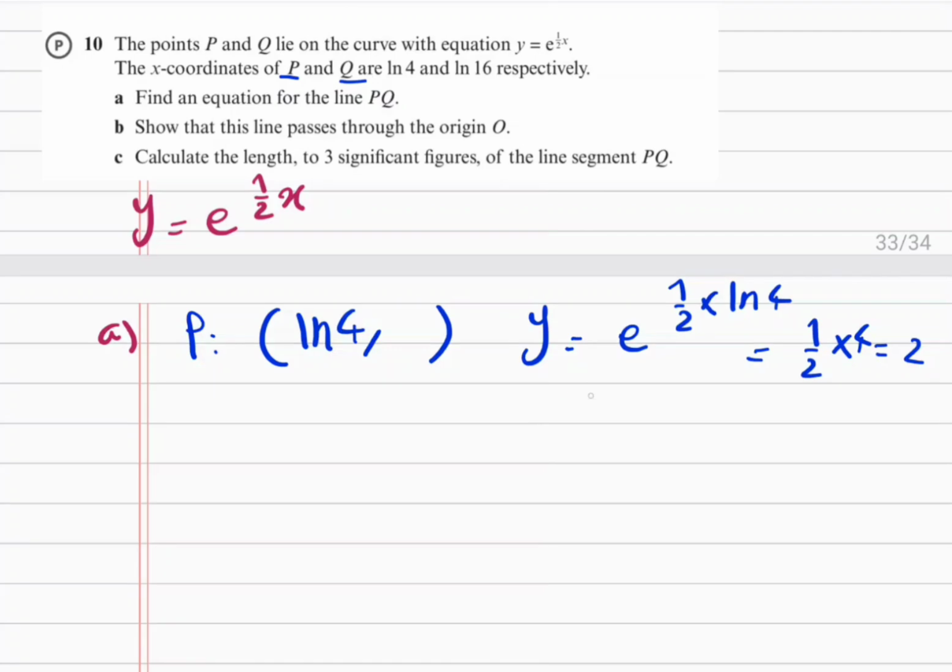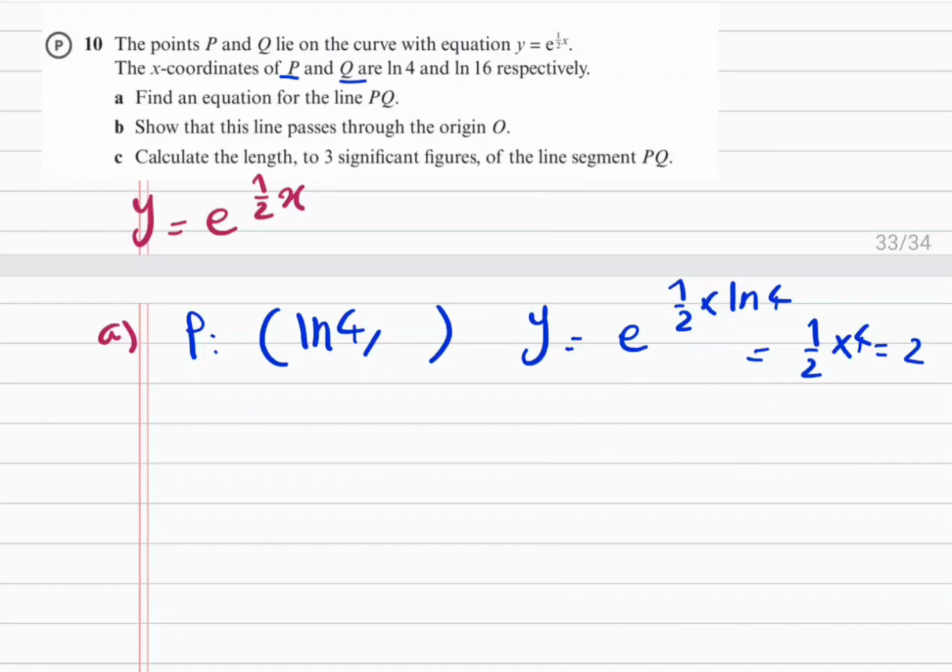There are multiple ways of looking at this. The way that I did it was: we have e to the power of ln 4 times the half, so e and ln cancel each other out, and then we have 4 times the half, which gives us 2. Also, we could have used the power law of logs to rewrite this as ln 4 to the power of half, and e and ln cancel each other out, and we have 4 to the power of half, which is just equal to 2. So that's another way of looking at this.